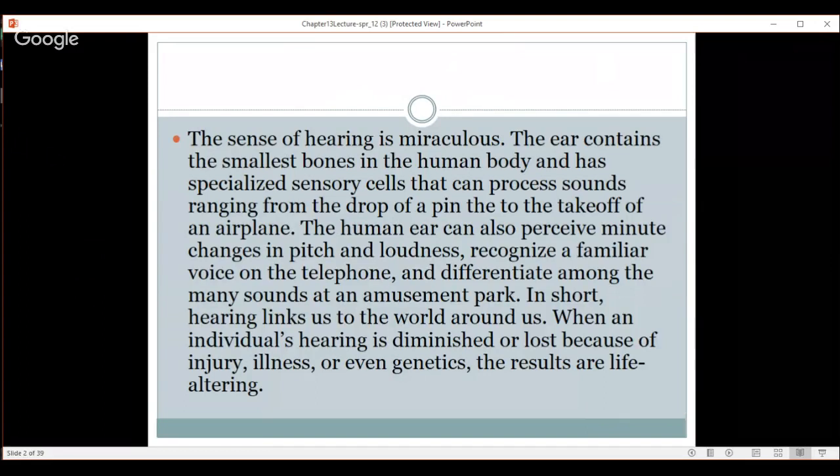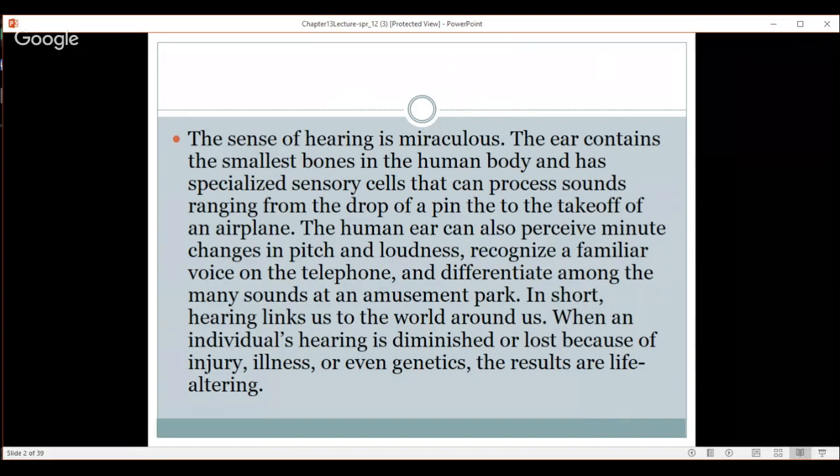The beginning of the chapter summarizes the sense of hearing in general, calling it miraculous. It says the ear contains the smallest bones in the human body and has specialized sensory cells that can process sounds ranging from the drop of a pin to the takeoff of an airplane. The human ear can also perceive minute changes in pitch and loudness, recognize a familiar voice on the phone, and differentiate among the many sounds at an amusement park. In short, hearing links us to the world around us.